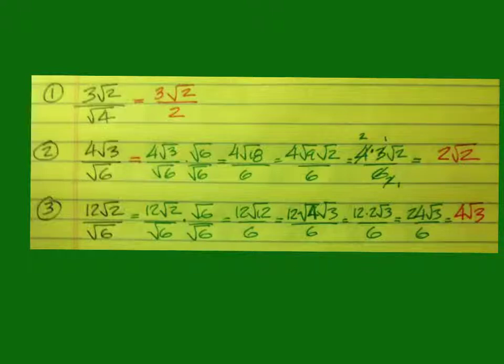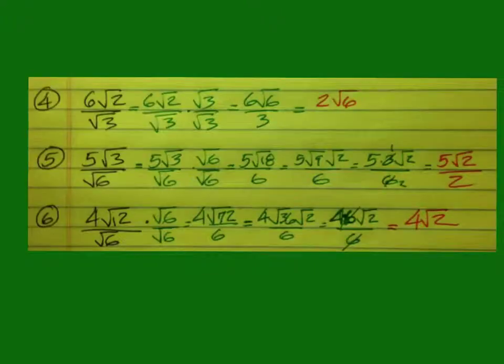Number 1 is 3 square root of 2 over 2. 2 is 2 square root of 2. And 3 is 4 square root of 3. 4 is 2 square root of 6. 5 is 5 square root of 2 over 2. And 6 is 4 square root of 2.